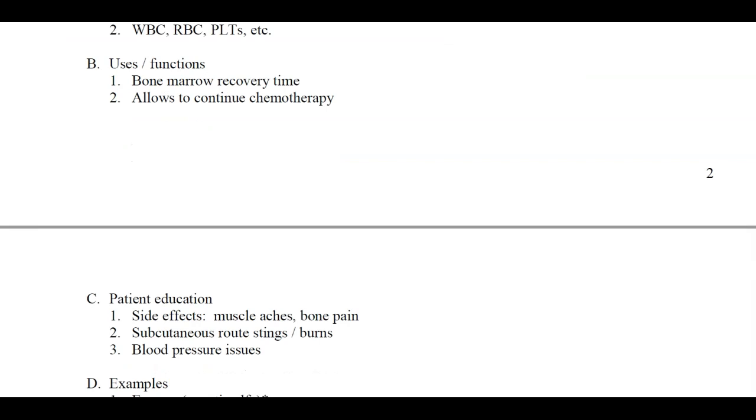So the uses and functions of colony-stimulating factors include decreasing bone marrow recovery time after bone marrow transplant, and they also allow us to continue chemotherapy because this allows higher doses of chemo to be given because it limits the side effects of chemotherapy drugs. Now, it also decreases the duration of chemo-induced anemia, neutropenia, and thrombocytopenia. So anemia is basically a decrease in red blood cells, neutropenia is a decrease in white blood cells, and thrombocytopenia is a decrease in platelets. In addition, it increases production of white blood cells, red blood cells, and platelets.